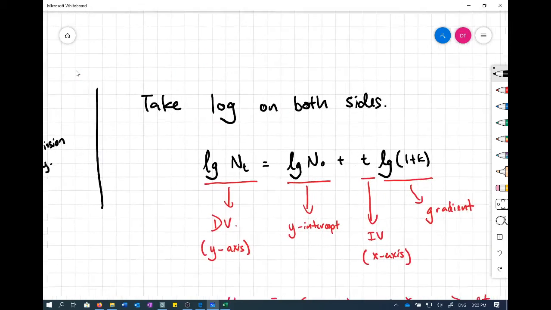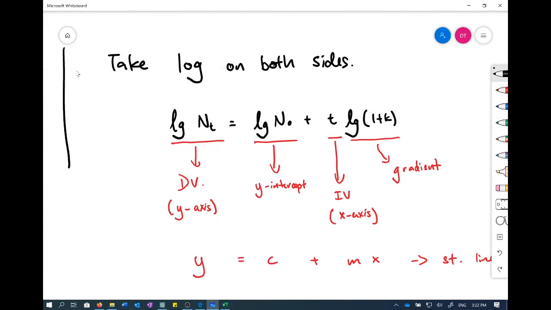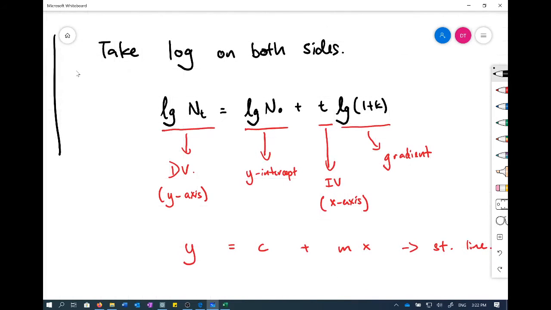what we have to do is take log on both sides. If we take log on both sides, then t comes down from the power, and then we can plot log Nt versus t. Once you log it, this becomes the form that's generally y equals mx plus c. So this log N naught will become your y-intercept, and this log (1 plus k) will become your gradient. So when we plot these two, we find the gradient of the graph, and from there we can use that to find k.